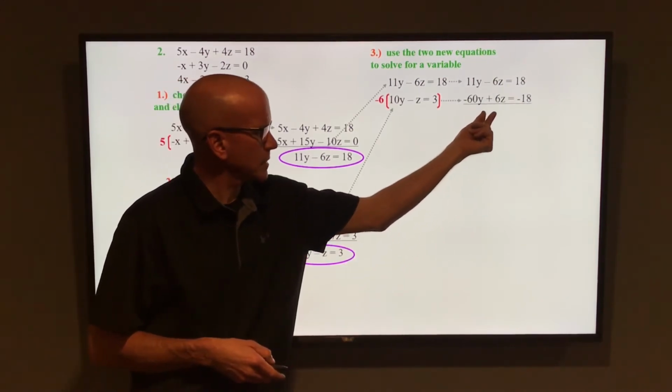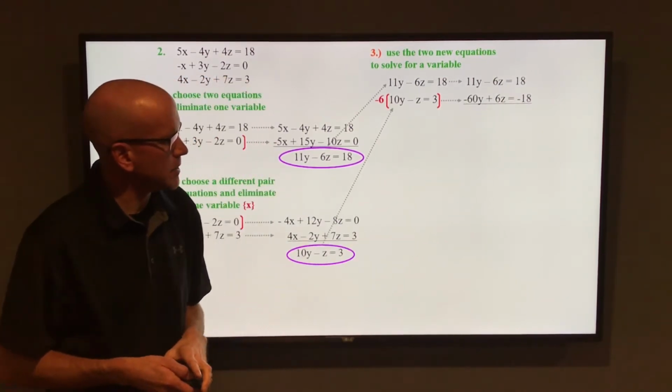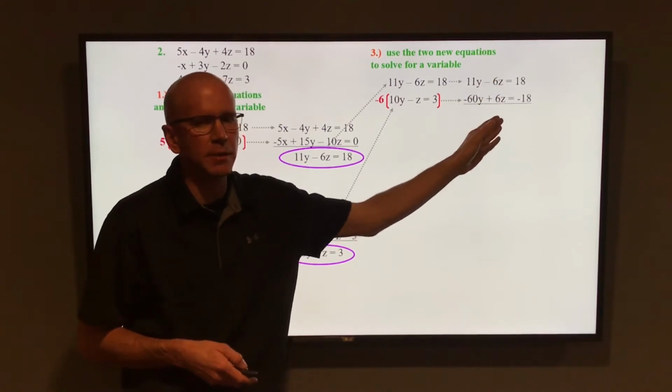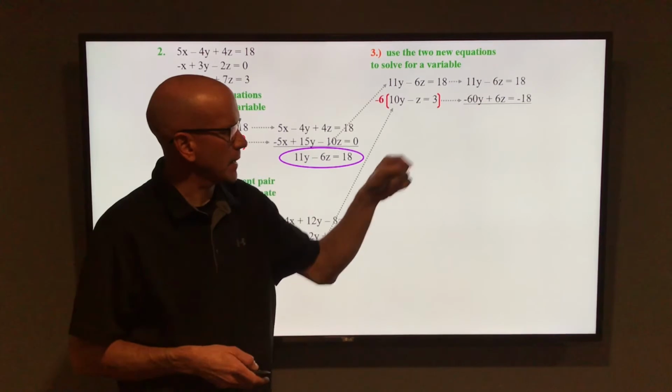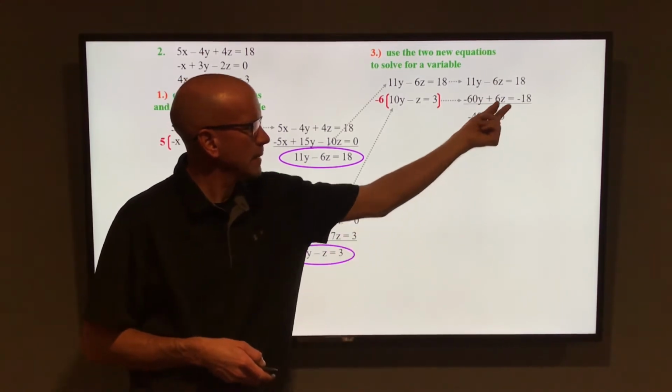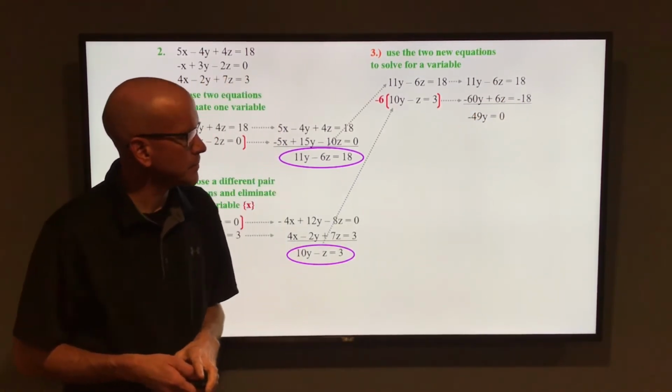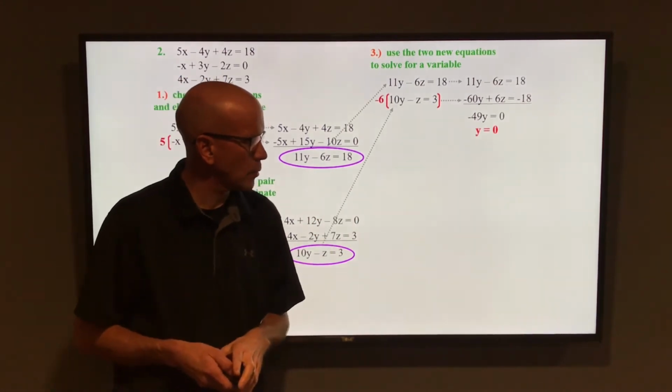We end up with negative 60y plus 6z equals negative 18. So if you add those together, the z's will be eliminated. That's what you want to have happen so that you can solve for y. 11y, negative 60y, that is negative 49y. 18 and negative 18 is 0. Divide each side by negative 49, so y equals 0.